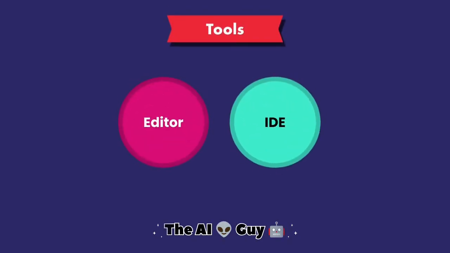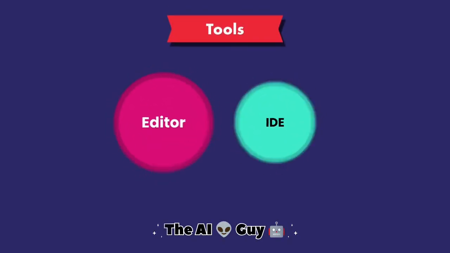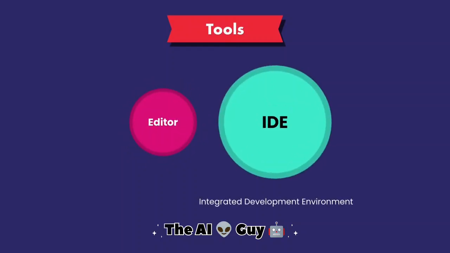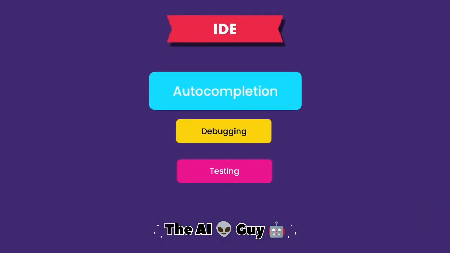When it comes to typing Python code, you have two options. You can use a code editor or an IDE, which is short for Integrated Development Environment. An IDE is basically a code editor with some fancy features like auto-completion, which means as you type code, this feature helps you complete your code, so you don't have to type every character by hand.